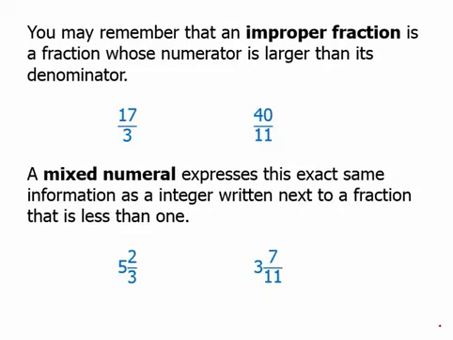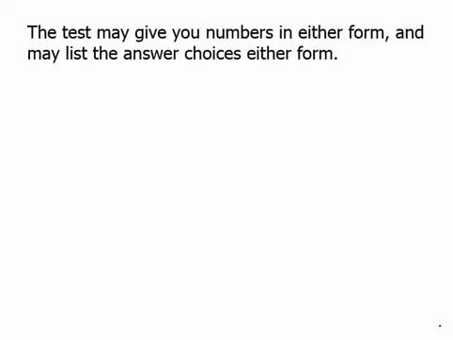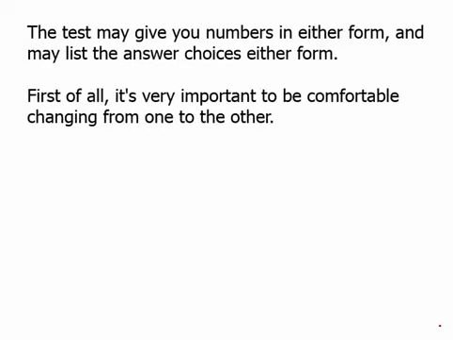A mixed numeral expresses this exact same information as an integer written next to a fraction that is less than 1. So for example, 5 and 2/3 is the mixed numeral equivalent of 17 over 3. And 3 and 7/11 is the mixed numeral equivalent of 40 over 11. The test may give you numbers in either form and may list the answer choice in either form. First of all, it's very important to be comfortable changing from one to the other.